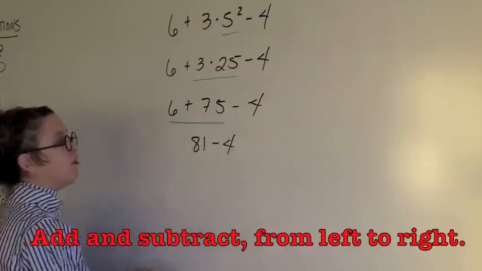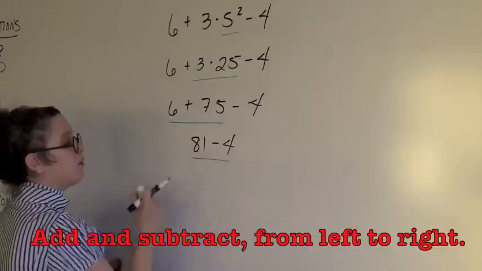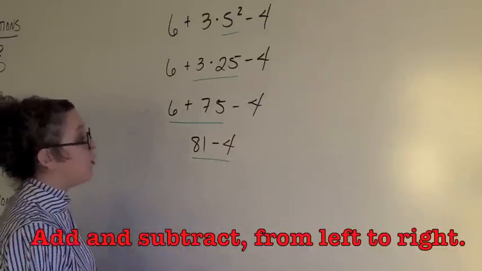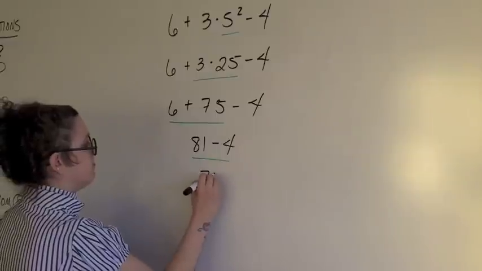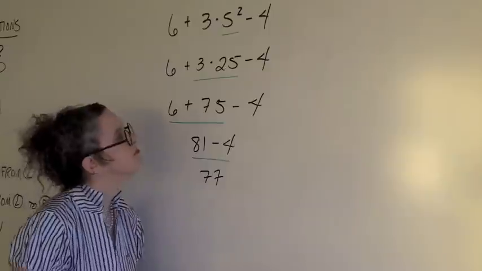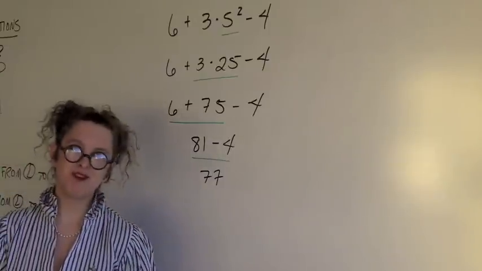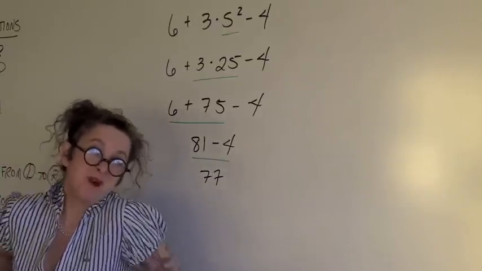Bring down the -4. Very last thing that we're going to do is subtract. 81, take away 4, 77. There we go. First order of operations problem. Let's do another one.